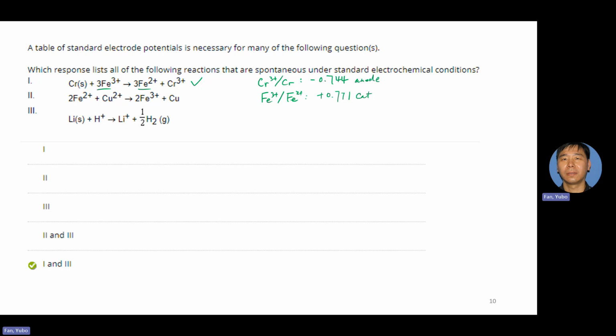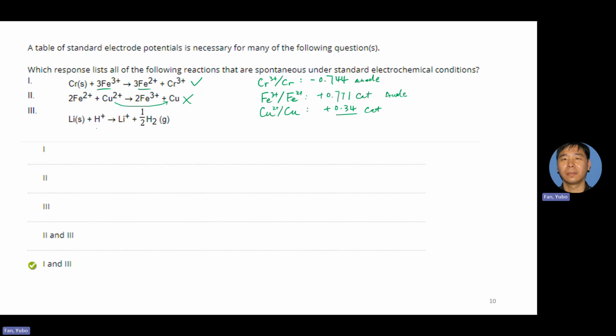Okay, for number 2, iron 2 reacts with copper, so we just need to find copper 2's potential to copper. We use this many times, it's 0.34. So copper is reduced, so this is the cathode. In the previous one, iron should be the anode. But if we do the subtraction, we get a negative value because the cathode value is less than the anode. So it doesn't work.